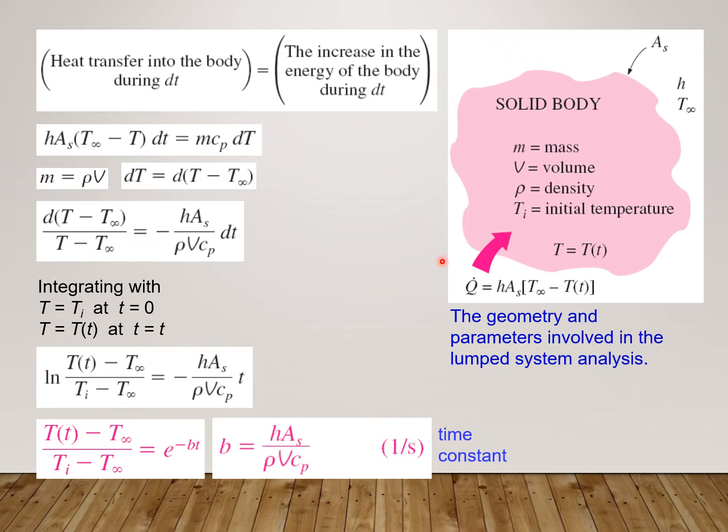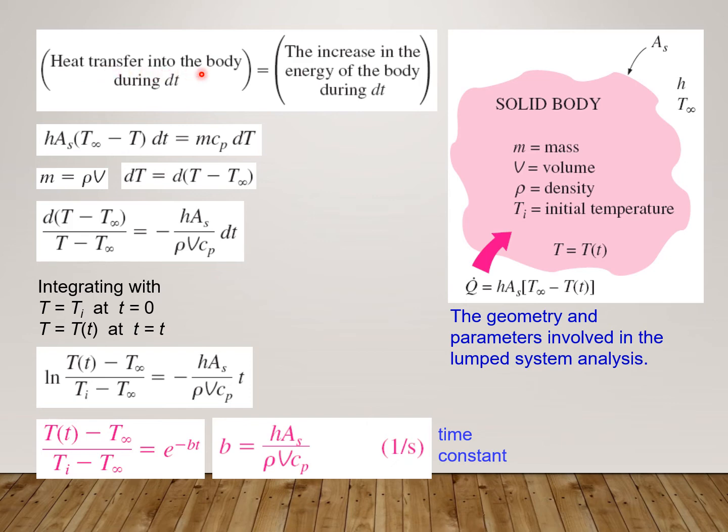So here we consider a lumped system, a solid body whose area we take as A_s, mass we take as m, volume we take as V, rho is the density, T_i is the initial temperature, and T is the temperature, which is a function of time, at time t. h we can take as a constant, and so the rate of heat Q is equal to h A_s (T_infinity minus T) at time t. This is a closed system, and T_infinity is the surrounding temperature. So we will discuss it in detail.